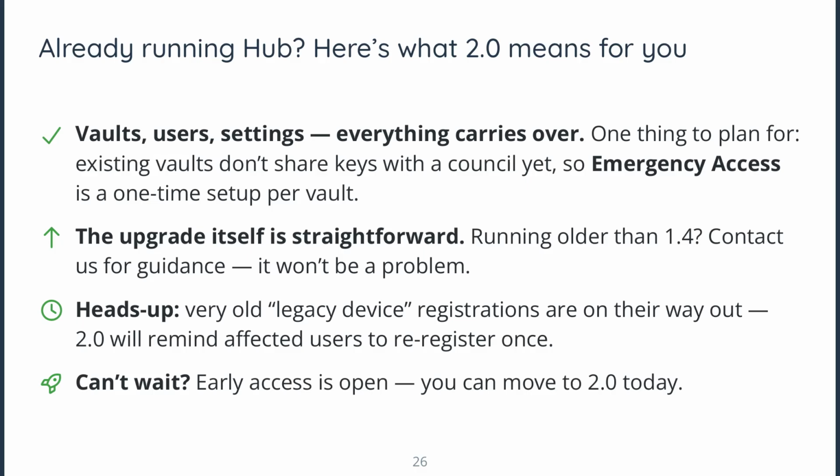However, there is one thing to plan for. Existing vaults do not share keys with an emergency council yet, so emergency access will need to be set up once per vault. Very old legacy device registrations are on their way out, but this won't be a breaking change yet, and Cryptomator Hub will remind affected users to re-register once. If you can't wait until the final release, early access is open.